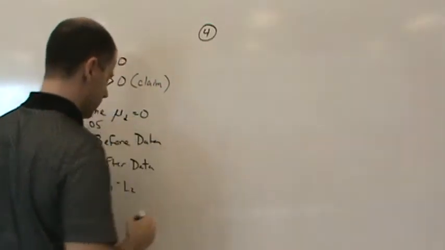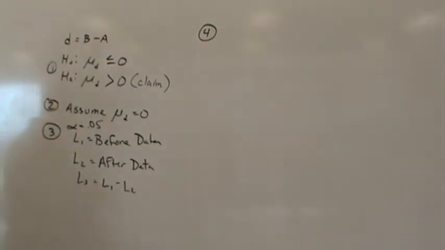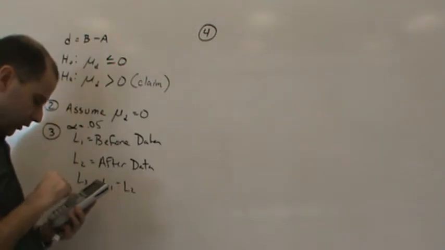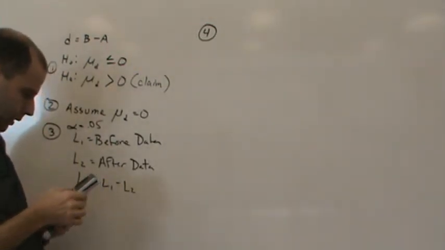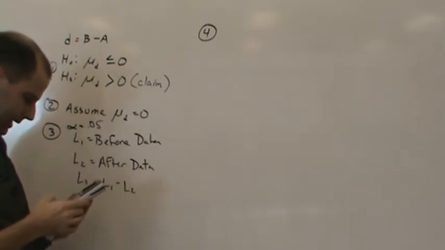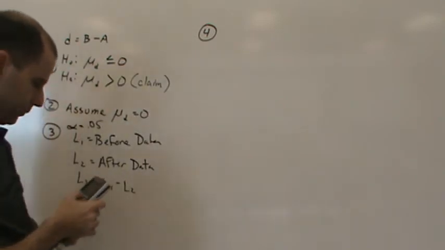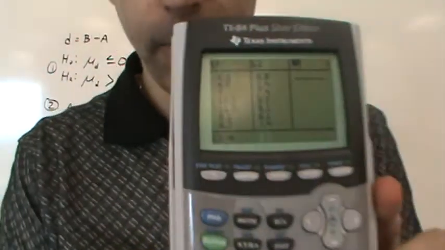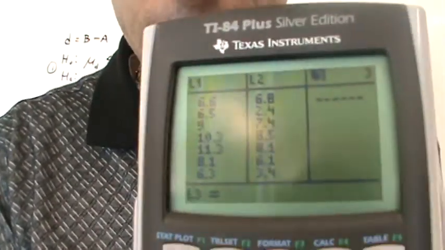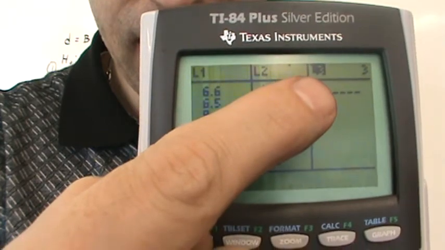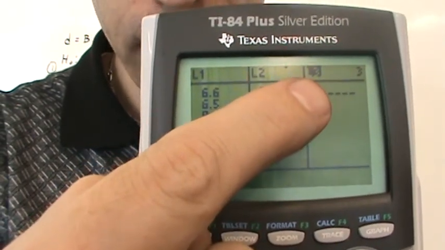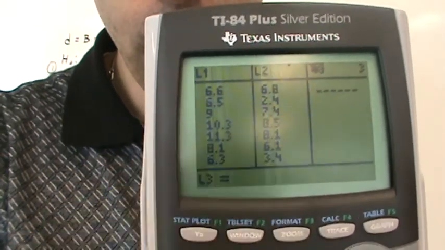I'm going to first calculate the differences. So what I'm going to do is go to my calculator, and go to Stat Edit. And I'm going to highlight L3. Notice here that I have L3 highlighted at the top. Okay. So that's what I'm going to do.